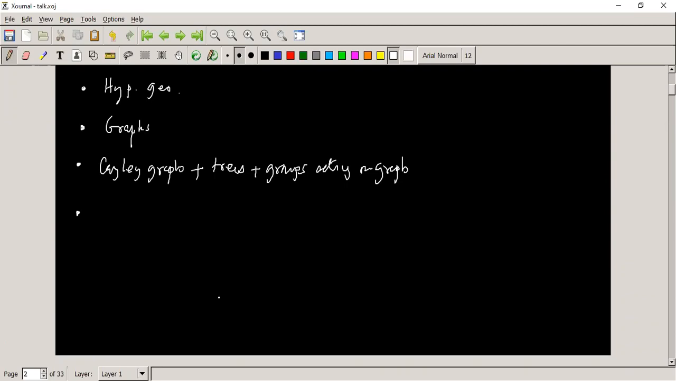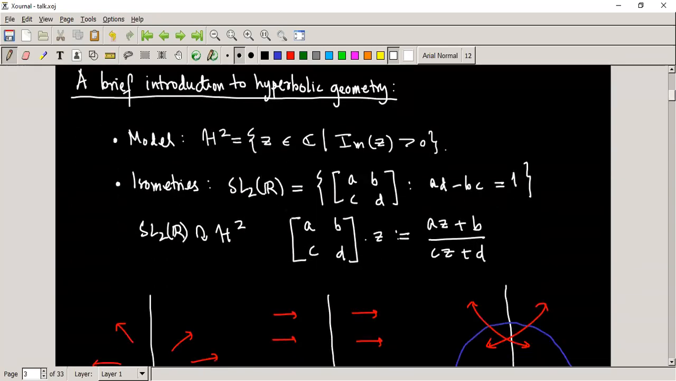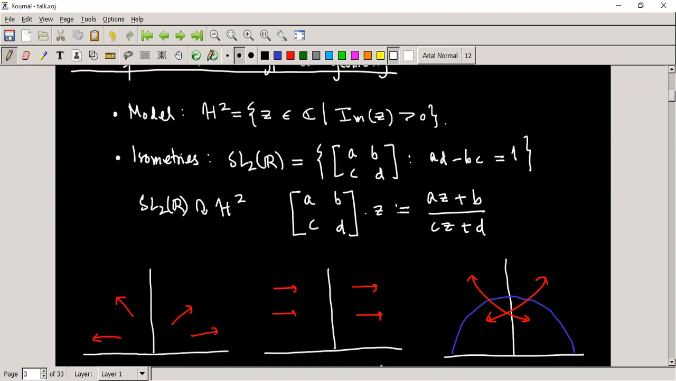And let's see. Then we'll probably prove the Nielsen-Schreier theorem and move on to the arboreal dictionary. That's roughly the plan. So let's see how much we can go through. So here is a brief introduction to hyperbolic geometry.